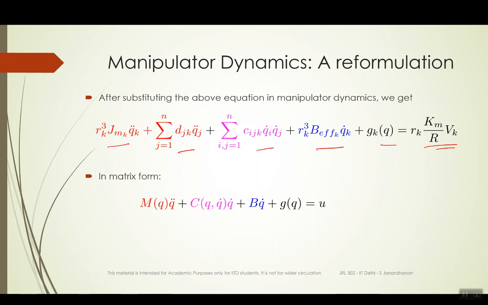However, we can write these equations in matrix format. So you have n equations. If it is an n link manipulator, then you will have n such equations, and you can write all those equations in a matrix format, where now M, C, B, G and U are matrices. M would be an n cross n matrix, C again would be an n cross n matrix, B would be an n cross n matrix. This is an n cross 1 vector, and U is another n cross 1 vector.